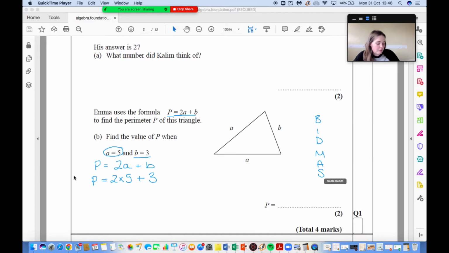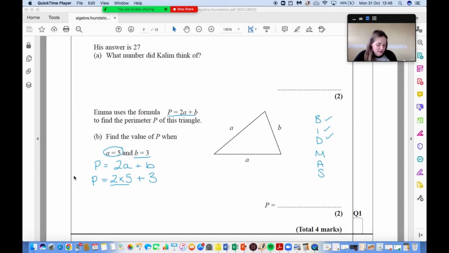Okay, now B is for brackets, I is for indices, which is anything squared or cubed or anything in a root sign. D is for division. Okay, we have none of those. Next we go on to M, which is multiplication. Okay, so we do have a multiplication in this question. We have 2 times 5, which means we have to do that first.